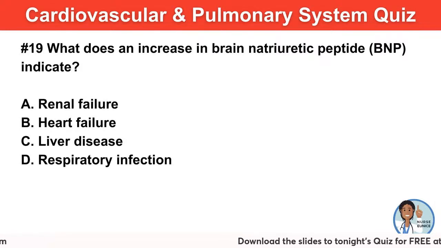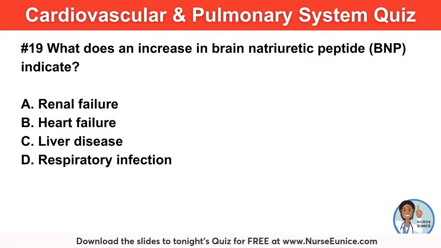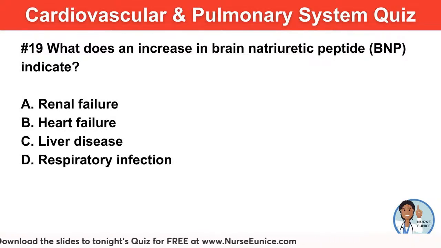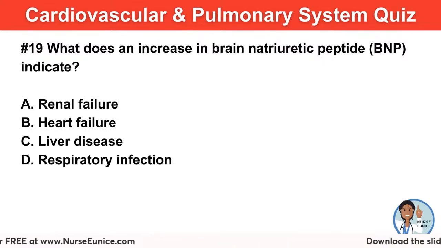Number 19, what does an increase in brain natriuretic peptide or BNP indicate? Is it renal failure, heart failure, a liver disease, or respiratory infection?